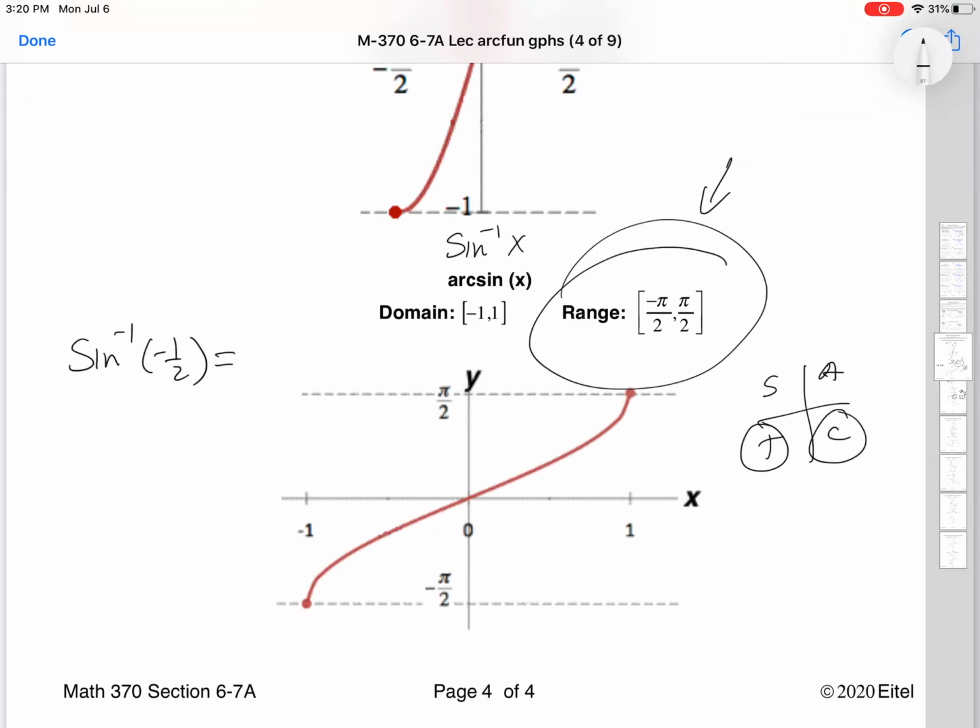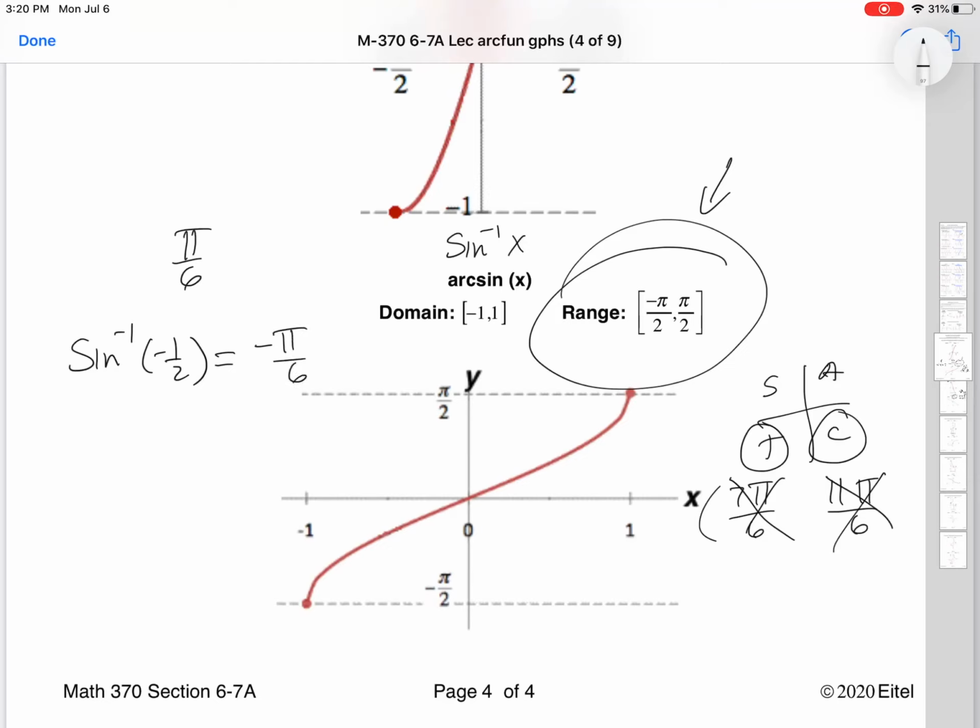Well, we can't be naming the angles like that. We know 1/2 has a reference angle of pi over 6. That's what we've been working on. So I cannot say that it's 7 pi over 6, and I really can't even say that it's 11 pi over 6. I can't just name any third quadrant or fourth quadrant angle. I've got to name something in the range. And the only thing in the range is negative pi over 6.